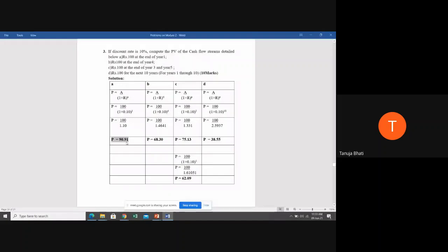So individually go solving the problem and go step by step, very slow. Otherwise in the exam, you will get confused regarding the formulas that you're supposed to use. So go very slow, step by step.